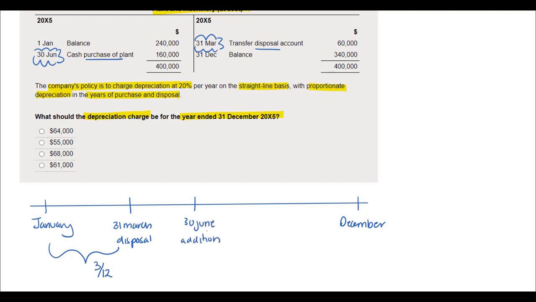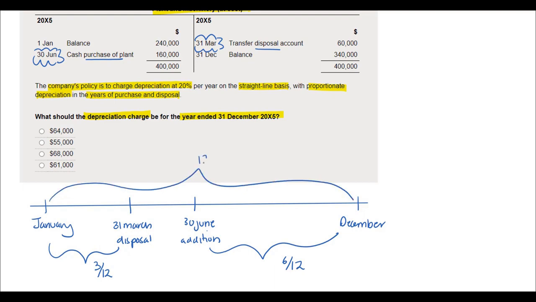what I can clearly see from my timeline is that based on this policy of prorating for the years of purchase and disposal, only 6 months worth of depreciation would be charged for this asset, and that is from the period June onwards when they've acquired this asset. For the remainder of the assets in the business, a full year's depreciation would be charged. Armed with this information from our timeline, let's produce a working to help us calculate the charge for the year.